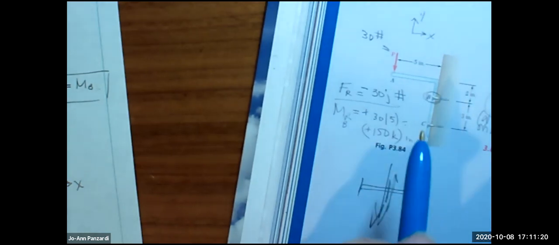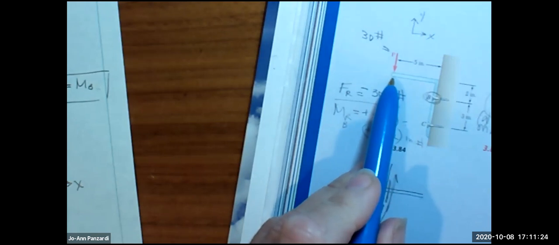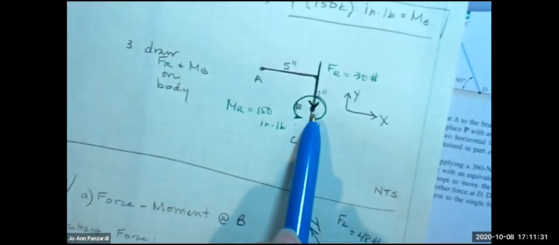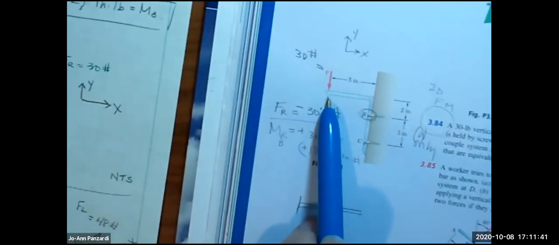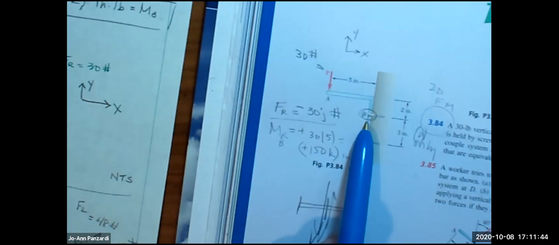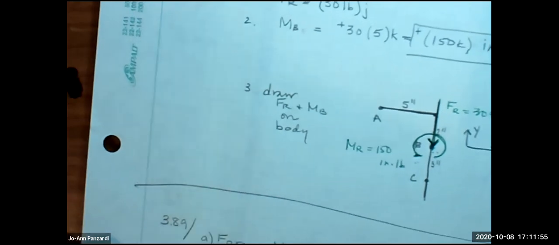So let's look back. Everybody with me? I have this bracket screwed to the wall. I take a hammer and bang it at point A, 30 pounds. That is the same as banging the hammer 30 pounds here and putting a screwdriver in of 150 inch-pounds at the same point. Banging it with the hammer 5 inches out is creating a moment about here. It's trying to pull the screw out. If I bang it and unscrew it at the same time, it's the same effect.